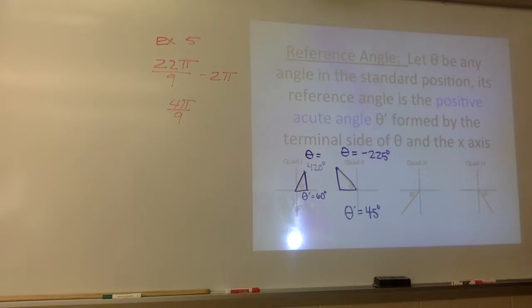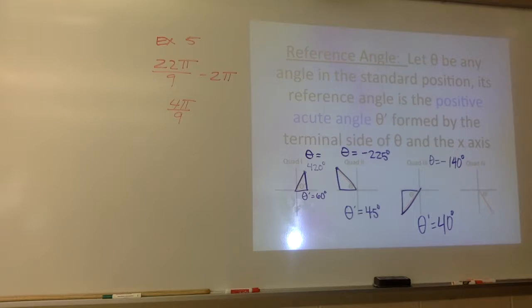All right, so quadrant 3. Let's say quadrant 3 was theta is equal to negative 140 degrees. What would theta prime be? 40 degrees. Theta prime is always found by taking your angles to the next closest x-axis, never the y-axis, always the x.